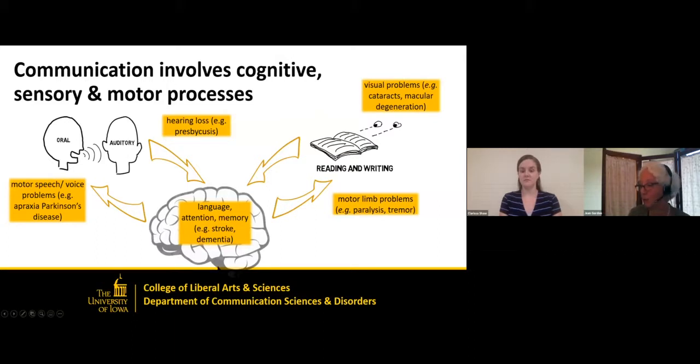So cognitive processes, sensory processes, such as using hearing to understand spoken speech, vision to read, but also to pick up on nonverbal cues like gesture and facial expression. Motor processes are also involved to program and move the oral articulators for speech, or to program and move the hand for writing or gesture, for example.